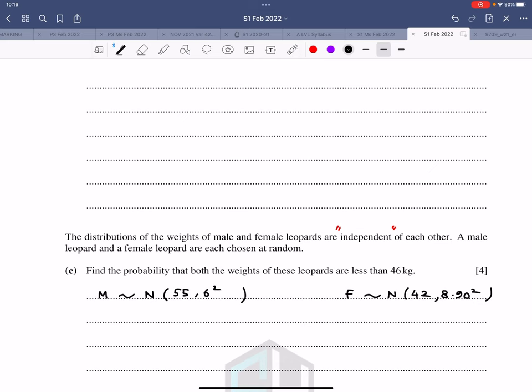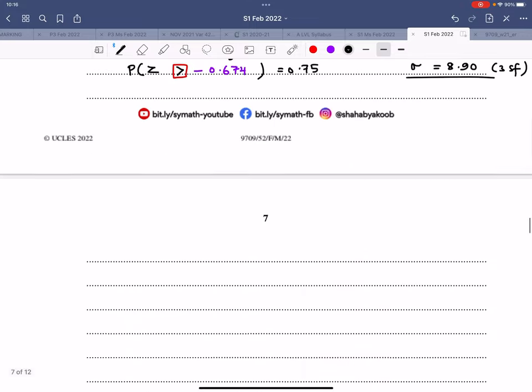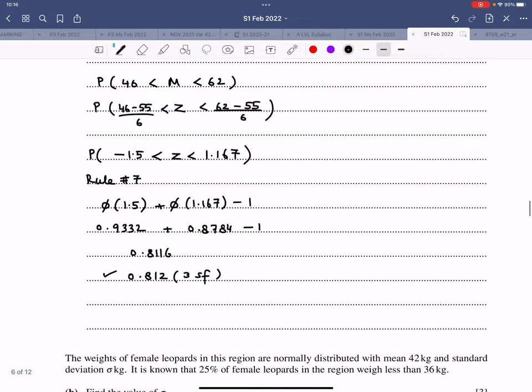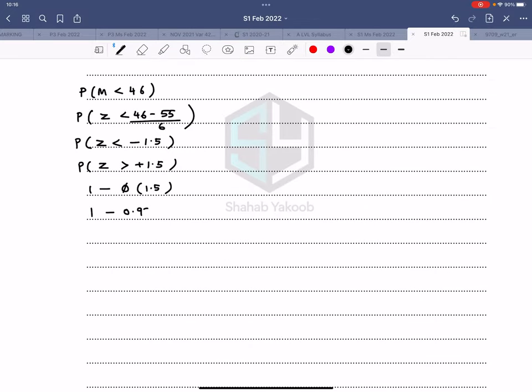Now it says both of these are less than 46. Find each answer individually. Probability M is less than 46. Actually, it's between 46, so just the standardized value is given, because we have done this so it just struck me. Z is less than (46 minus 55) divided by 6. So that is probability Z is less than negative 1.5. That's the same thing as probability Z greater than positive 1.5, which is 1 minus phi of 1.5. And this value is 1 minus 0.9332, which comes out to be 0.0668. That is the answer for this part.